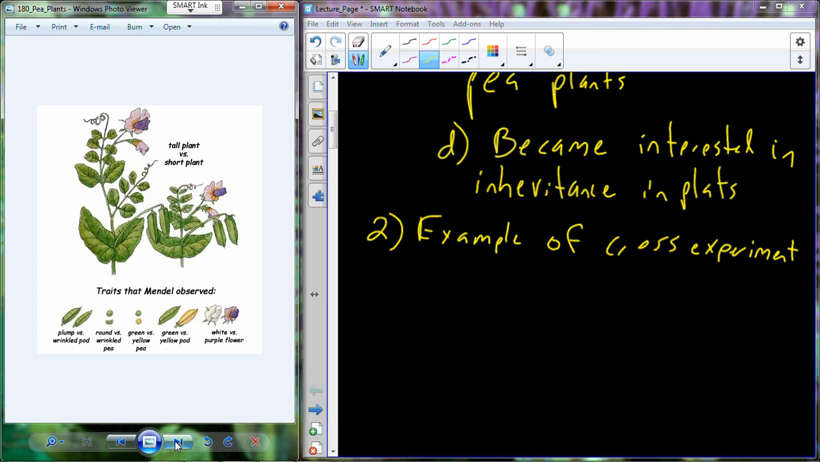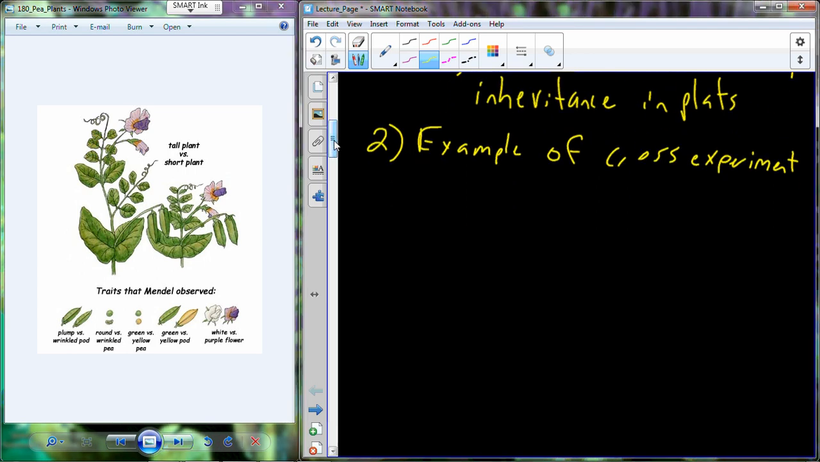You'll notice that he looked at a variety of different characteristics from these plants. He looked at the pod shape, the pod morphology, the pea color, the pod color. He looked at the color of the flowers. They also looked at positions of leaves on the stem. Each of these became an observable trait. These traits were dichotomous, and he would only work with dichotomous traits.